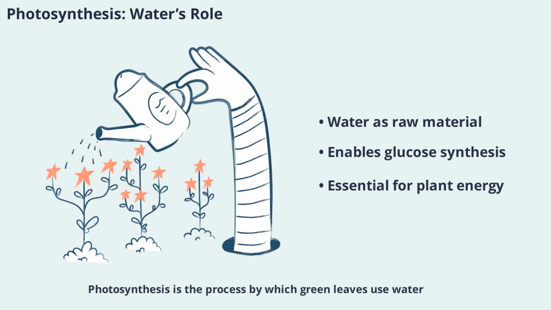Photosynthesis is the process by which green leaves use water, along with carbon dioxide and sunlight, to synthesize glucose. Water acts as a raw material in this vital reaction, enabling plants to produce the energy they need to grow. Without sufficient water, photosynthesis cannot occur efficiently, leading to stunted growth and poor health. This highlights the indispensable role of water in the life of a plant, making it a cornerstone of plant physiology.